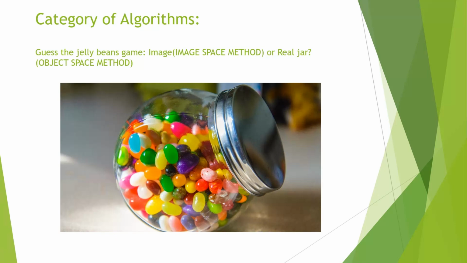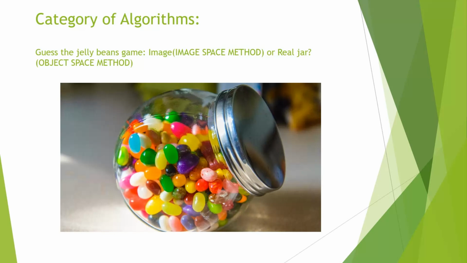So what is image space method? If I am taking a photograph as my reference and making another duplicate of that photograph, that is called image space method. You can remember with this analogy that I want to just produce a carbon copy of the same photo I have.